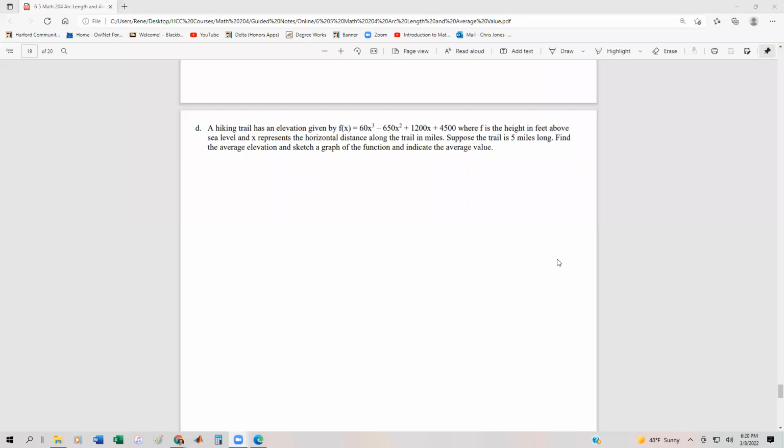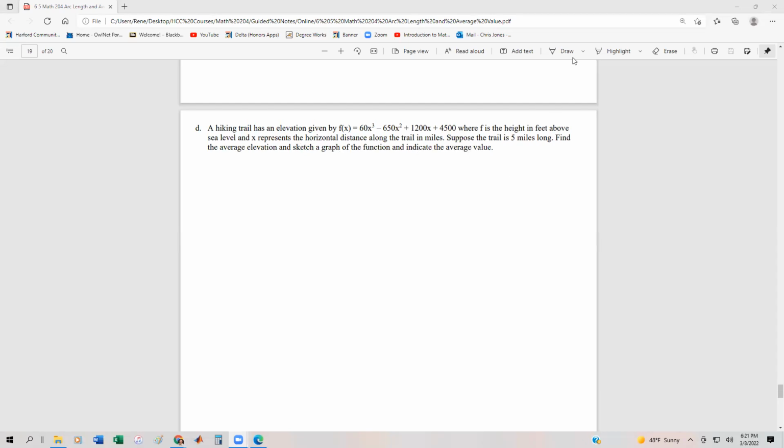A final example and more of an application of an average value. We have a hiking trail that has an elevation given by this function, 60x cubed minus 650x squared plus 1200x plus 4500, where f is the height in feet above sea level and x represents the horizontal distance along the trail in miles. So basically height versus distance. Suppose the trail is 5 miles long. Find the average elevation and sketch a graph of the function and indicate the average value.